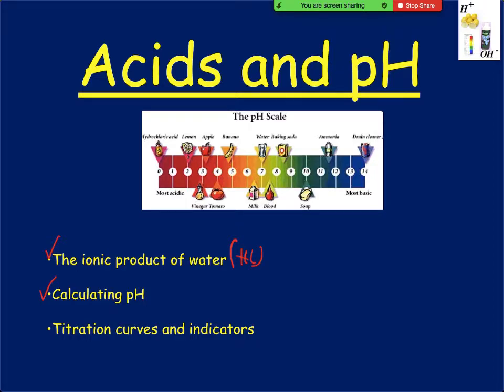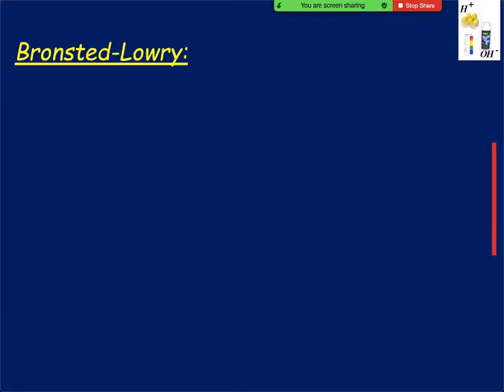And then the last bit that we do is we actually look a little bit more at what happens when we do our acid-base titration. So we draw what are called titration curves, and hopefully then from those it'll make sense to you why we pick the indicators that we do. But again, this is higher level. So half of this is higher level and half of it is ordinary.